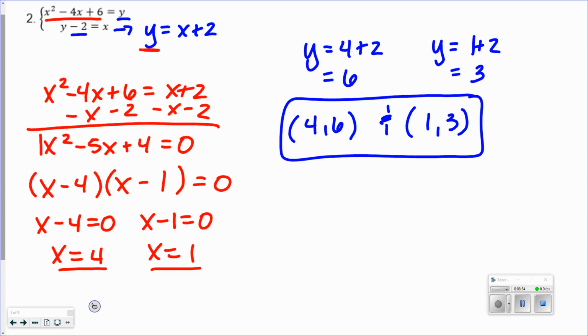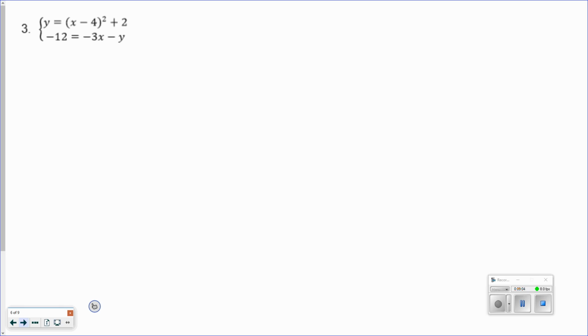So next one I have y equals x minus 4 squared plus 2, and then negative 12 equals negative 3x minus y. Looking at this, the first equation, y is already by itself, so that's good. Now I want to get y by itself in the second equation. What I would do is add y to both sides, and then add 12 to both sides. So then I have a positive y, and then negative 3x, and then the 12's over here. So these 12's would cancel out, and then the y's would cancel out over here, and you would be left with y equals negative 3x plus 12.